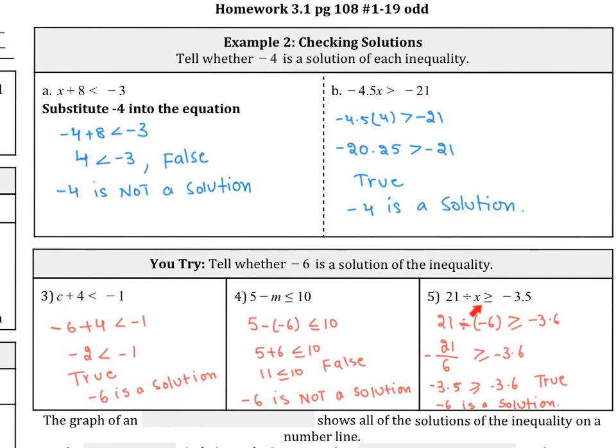When you plug in negative 6 for x, 21 divided by negative 6 would be negative 3.5. So negative 3.5 is a little bigger than negative 3.6, so it is true. So negative 6 is a solution.